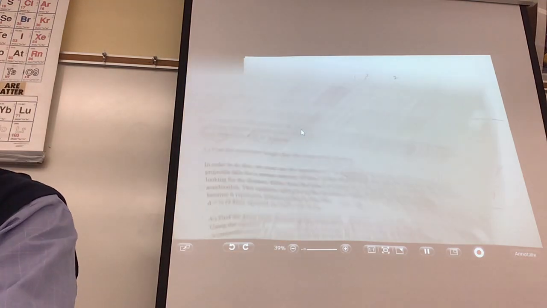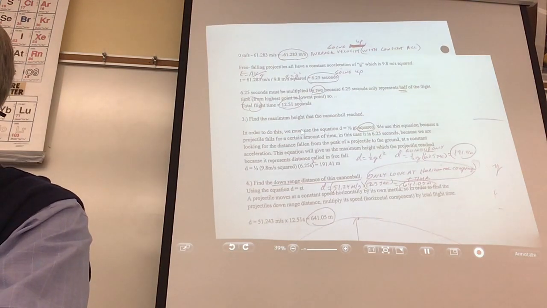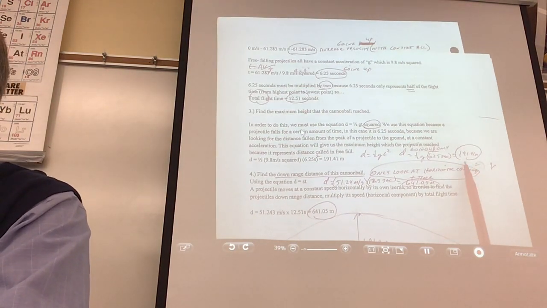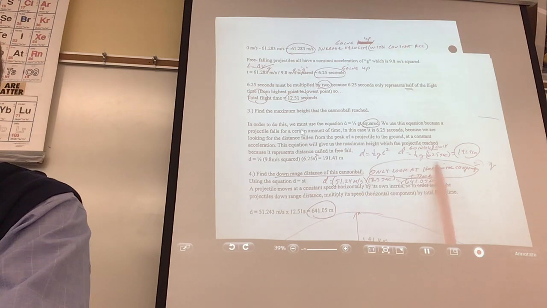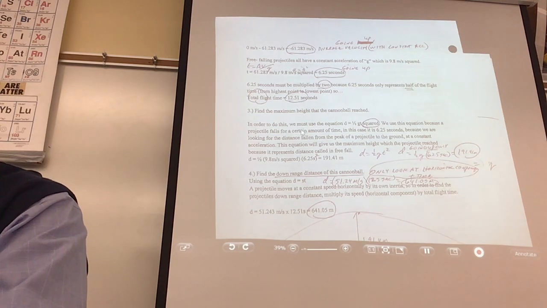I worked this out last night, and I got the same answer that this book did. But did you guys get something about 191 meters? So you have to square the 6.25 seconds, right? And then times 4.9. So you get something like 191?